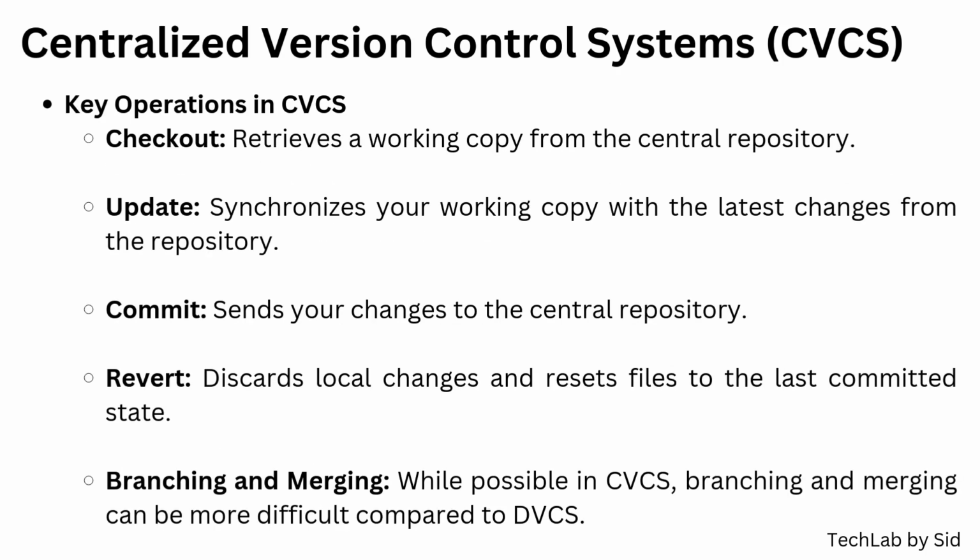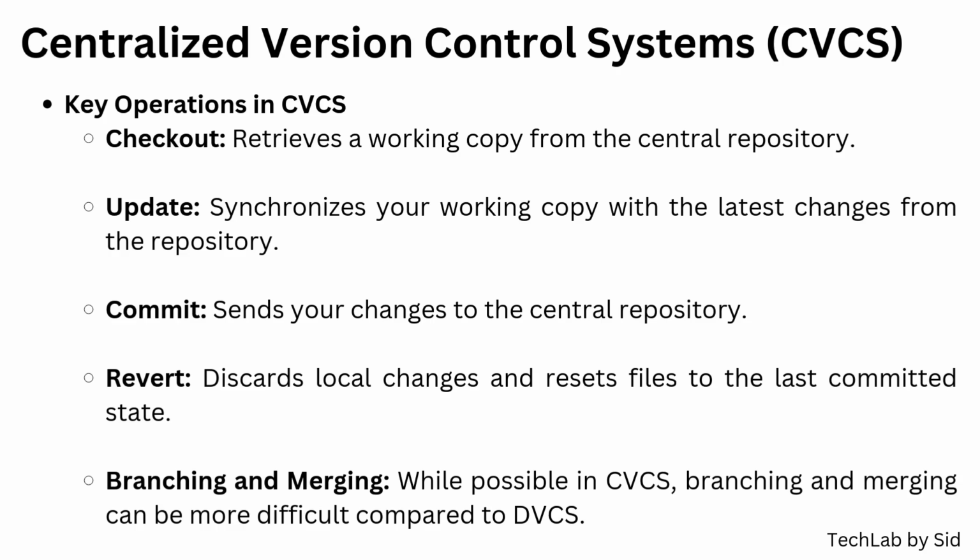Key operations in CVCS. Checkout. This operation retrieves a working copy of the project from the central repository. Update. It synchronizes your local copy with the most recent changes from the central repository. Commit. When you commit, your changes are sent back to the central repository. Revert. This operation discards any local changes, resetting the files to the state of the last commit. Branching and merging. While branching and merging are possible in CVCS, they are generally more complex and less efficient compared to DVCS.